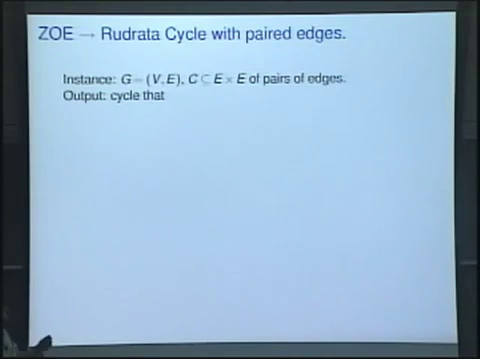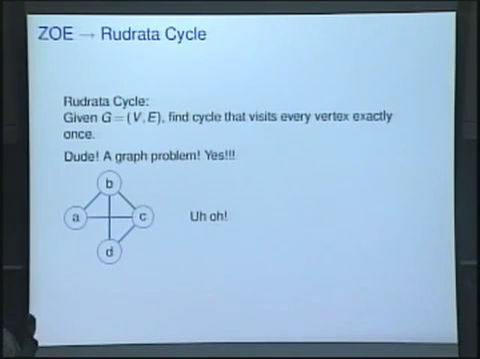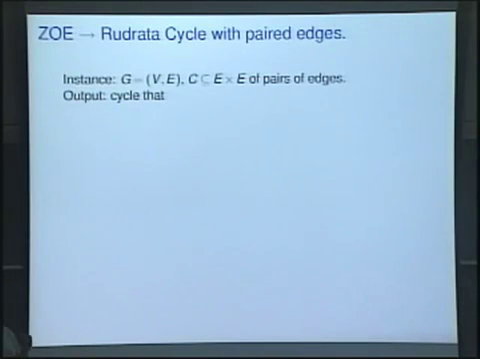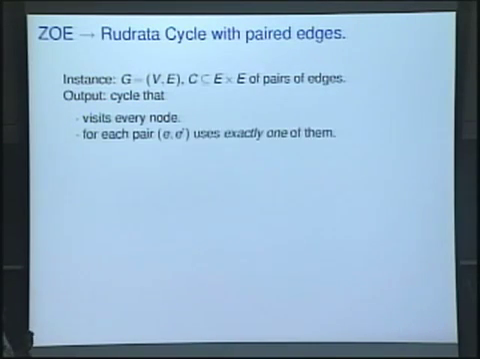So you're given an instance. Instead of reducing from 0-1 equality directly to Rudrata cycle, we're going to do it in steps and reduce to this other problem. In this problem you're given a graph and a set of pairs of edges. The output is a cycle. Again, it's a Rudrata cycle: you visit every node exactly once. And for each pair in C, you use exactly one of these edges.